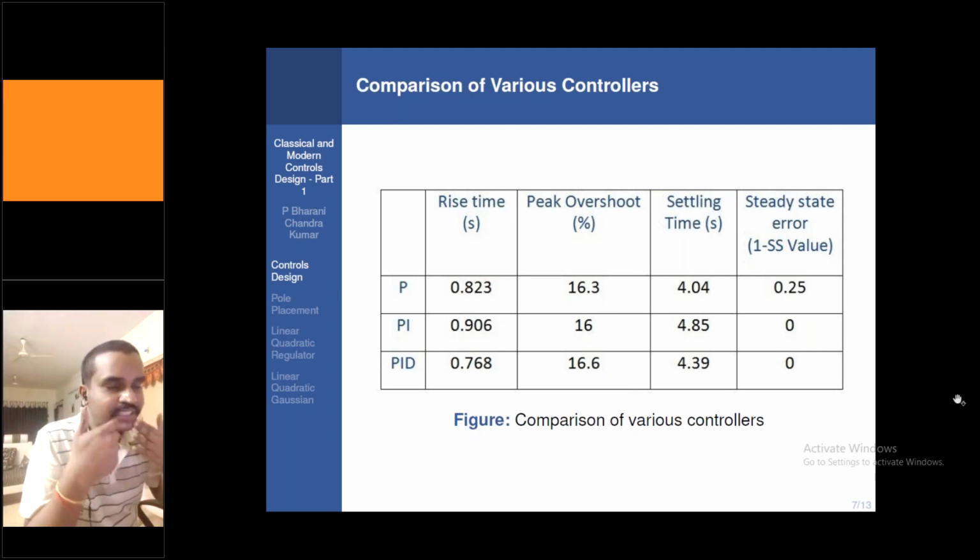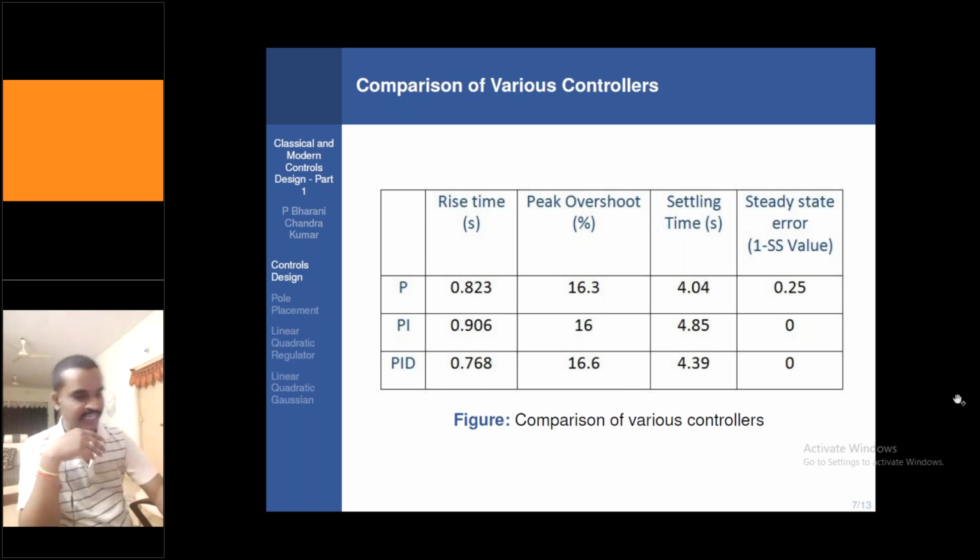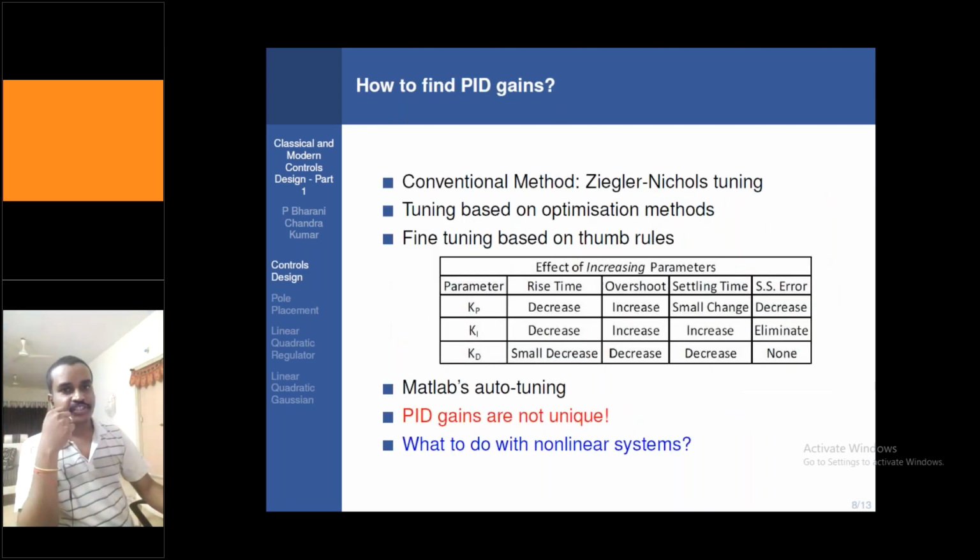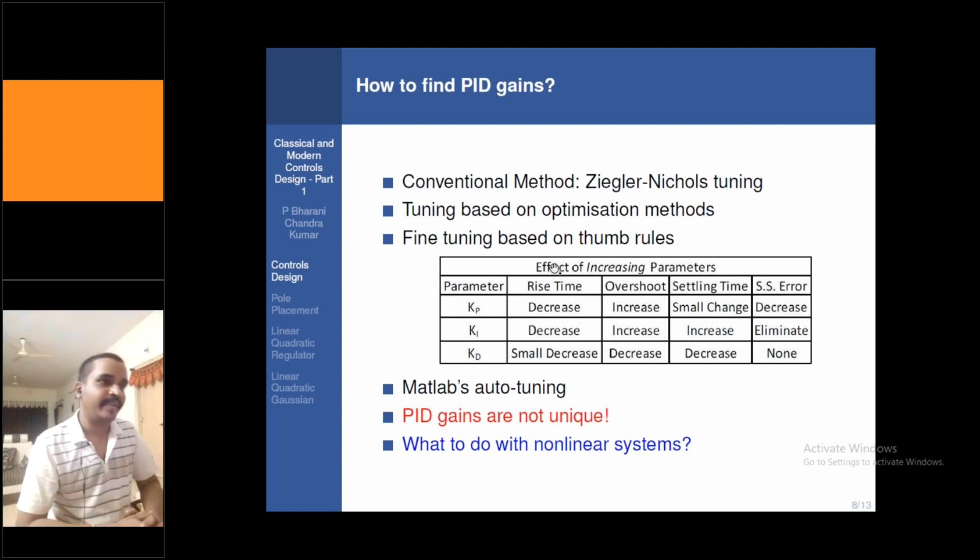The first question that comes to your mind is, how do I get these PID values? How do I get this P value, the PI values, and this PID value? The conventional way of tuning, PID tuning, means nothing but getting approximate KP, KI, KD values which will give you the desired response. In the Ziegler-Nichols tuning method, you disconnect the feedback loop, keep only proportional gain, make KI and KD zero, and keep increasing the KP value until your output is an oscillatory response.